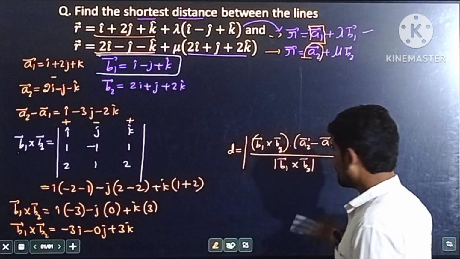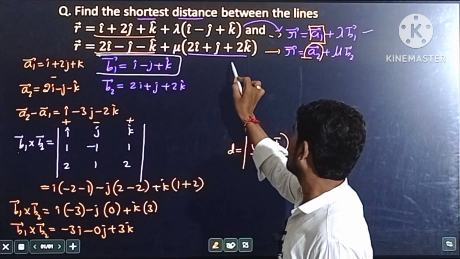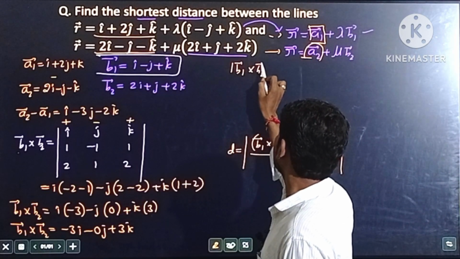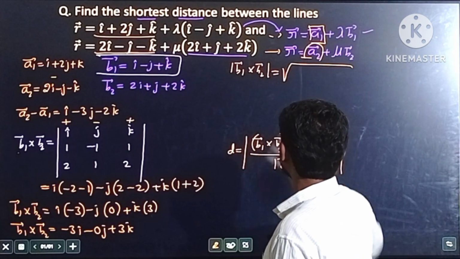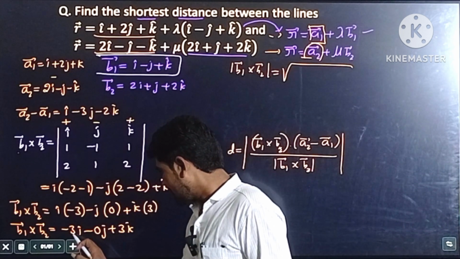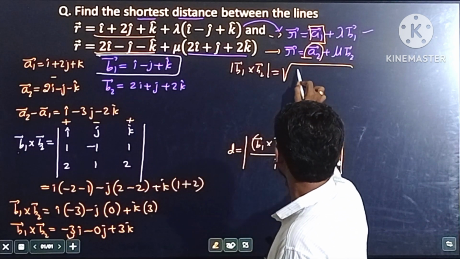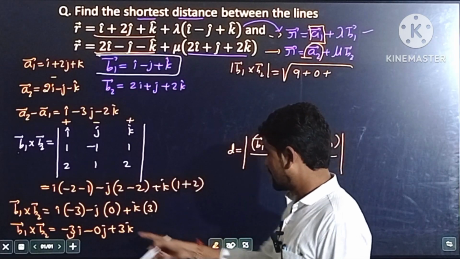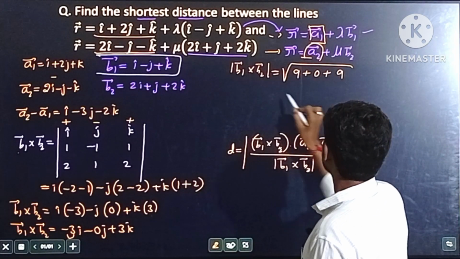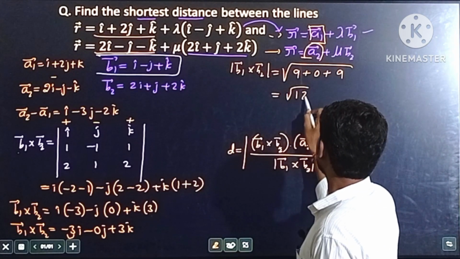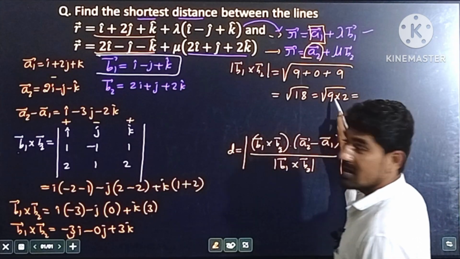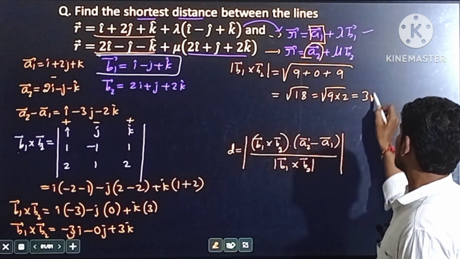Now we need the magnitude of b1 vector cross b2 vector. Therefore, the magnitude of b1 vector cross b2 vector is equal to the square root of the square of the i coefficient, minus 3 squared is 9, plus 0 squared is 0, plus 3 squared is 9. Which is equal to root 18, and root 18 can be written as root 9 into 2, and root 9 is equal to 3, so it is 3 root 2.